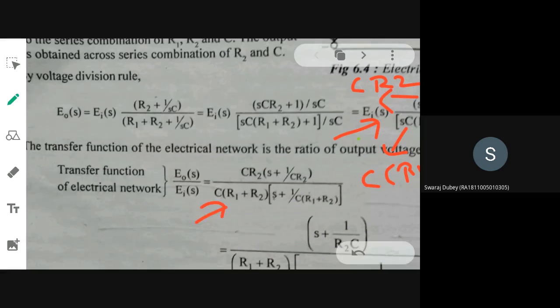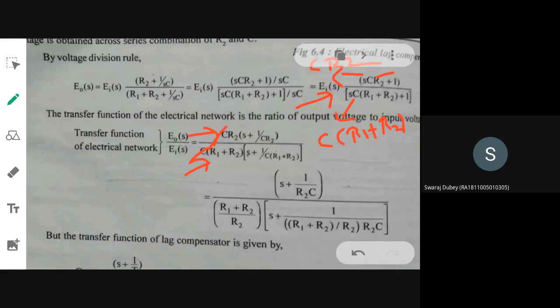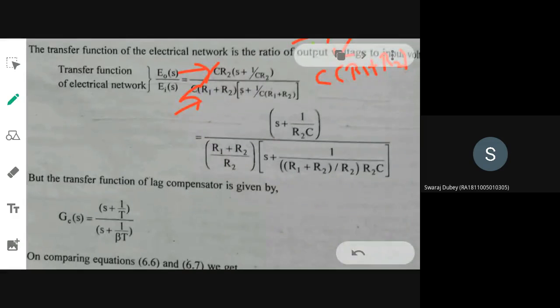So here they have taken those terms out. Now C will get cancelled. Okay. Now I will rewrite the equation, simplifying the R2 in the numerator. There is an R2, this C will get cancelled. This R2 I am bringing to the denominator, so it will turn out like this. So now this equation I am going to equate to the general form, that is (S plus 1 by T) divided by (S plus 1 by beta T).